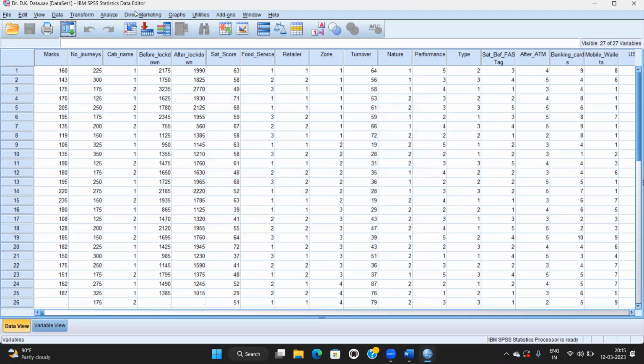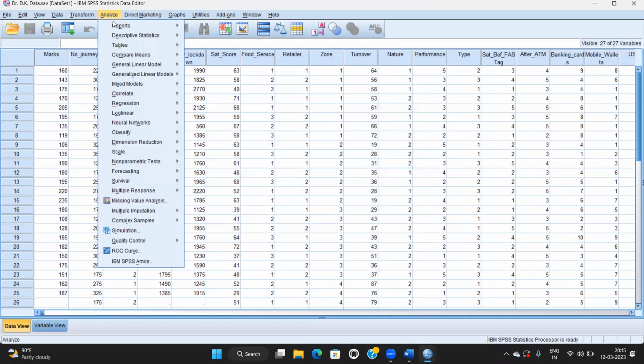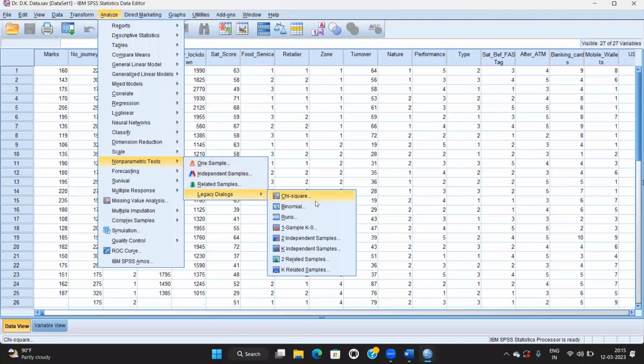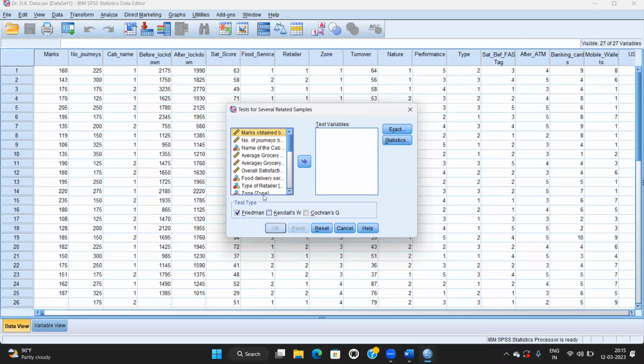Let me repeat once again. Analyze, non-parametric tests, legacy dialogs, K related samples. See here, we are selecting all the digital payment methods at once, or each one may be selected like this.